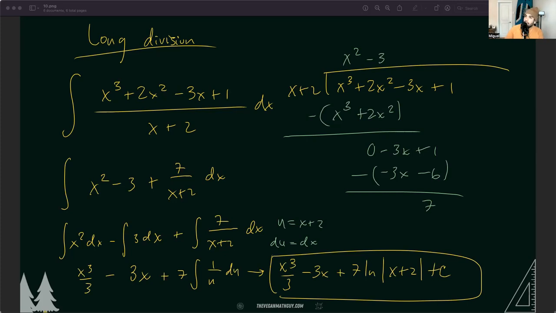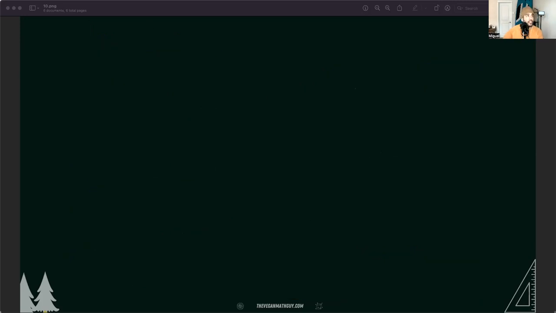Now let's go ahead and jump to a different example. Let's go ahead and talk about when the numerator is not larger than the denominator, meaning in terms of degrees. So what's going to happen when we have a problem? Let's just say, let's go ahead and do a problem that might look like this.